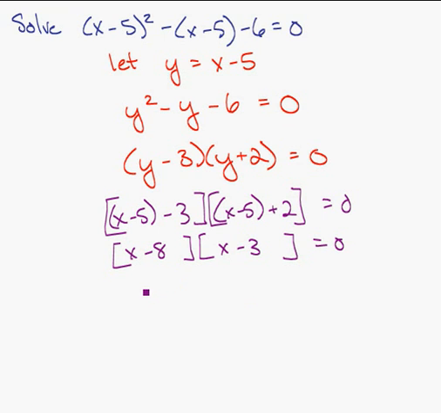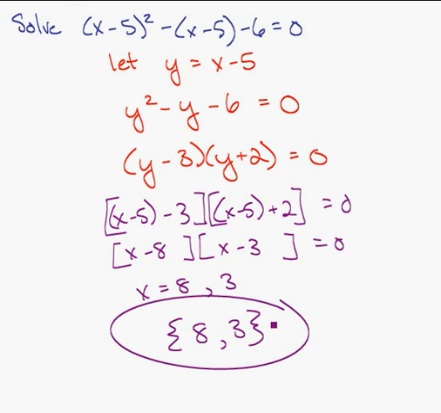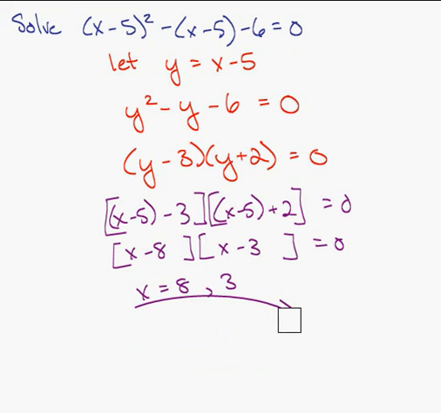Setting them both equal to 0 would give us an answer of 8 and positive 3, so our solution set is 8 and positive 3. And of course you can plug both of these into the original equation to see if it gives you a true statement, and it will. So that's that.